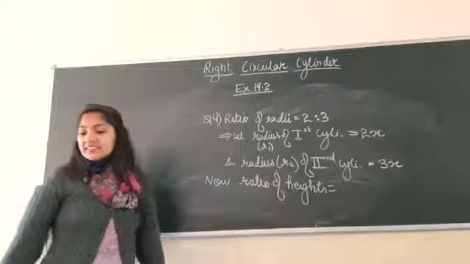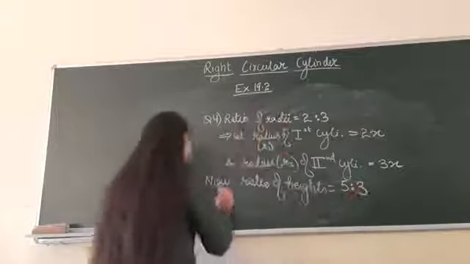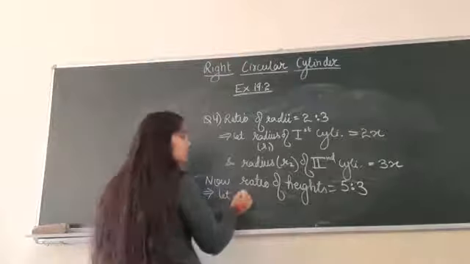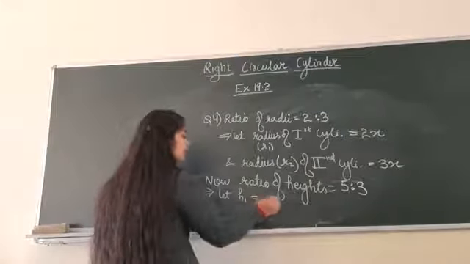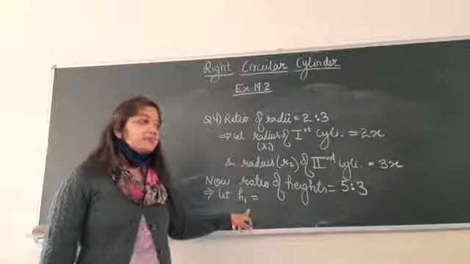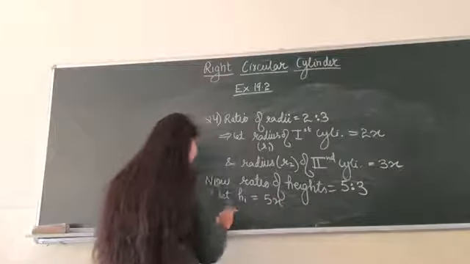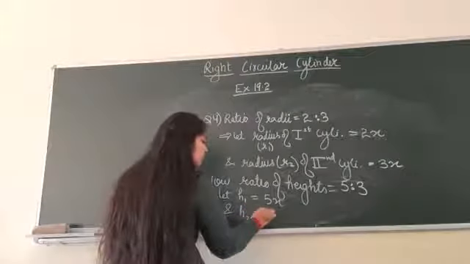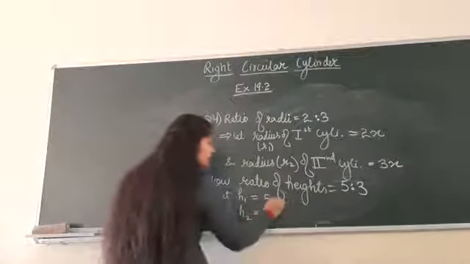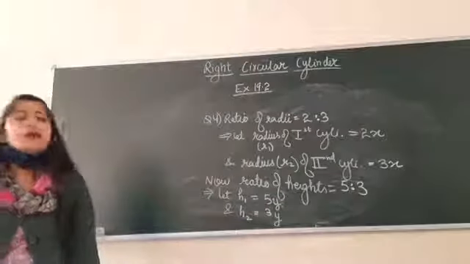Now in the same manner we will write for height. Ratio of heights is equal to 5:3. Let H1, the height of first cylinder, be equal to 5x and H2 equal to, sorry, not x. We cannot take x again here. We will take it 5y and 3y. Clear? Okay.